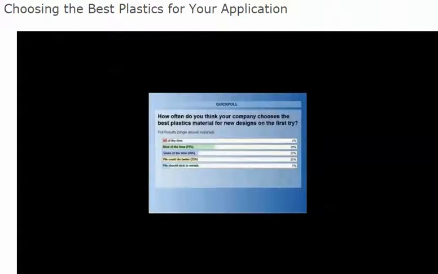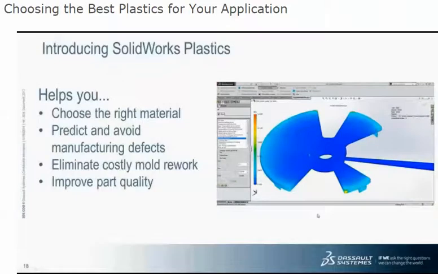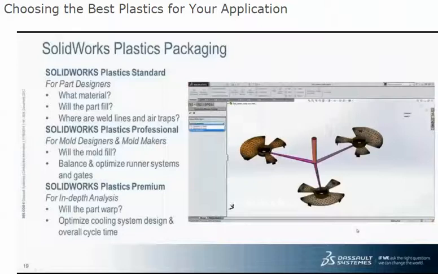Now I'd like to introduce to you one of our products. It's called SolidWorks Plastics, which helps you choose the right plastics material for your application, predict and avoid manufacturing defects, eliminate costly mold rework, and improve your overall molded part quality. We've got 3 packages of SolidWorks Plastics. The first one's called SolidWorks Plastics Standard. That's targeted at part designers. Helps you answer some very basic questions. What material should I use for my application? Will my part be able to fill, and where are the weld lines and air traps? Those are manufacturing defects that can occur during the injection molding process.